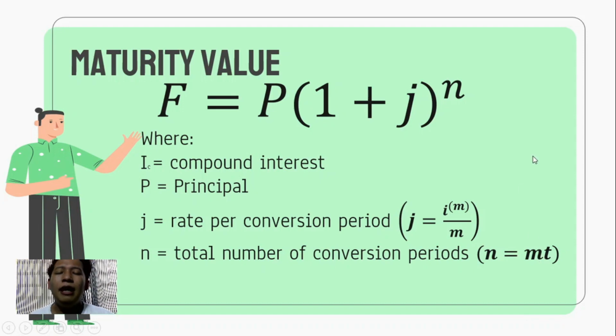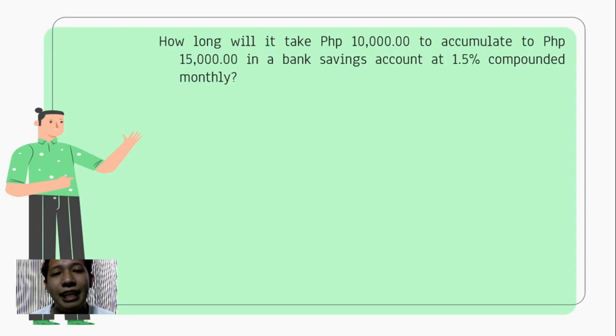Okay? So the big question here in this video is, what if we are not after the principal or the maturity value? What if we are to look for the nominal rate? What if we are to look for the time? Okay, so this is what we're going to discuss here in this video. Let us have an example problem para ma-derive natin yung formula in getting the time for compound interest compounded more than once a year.